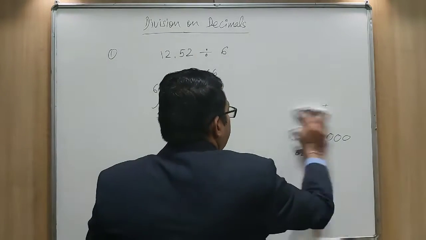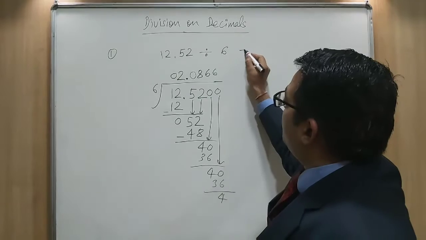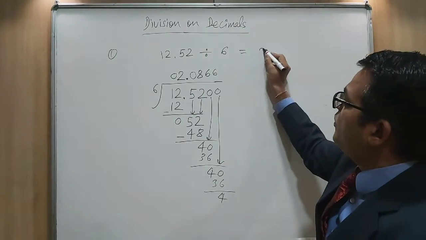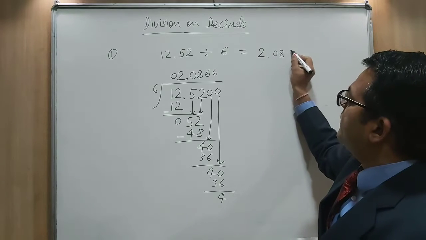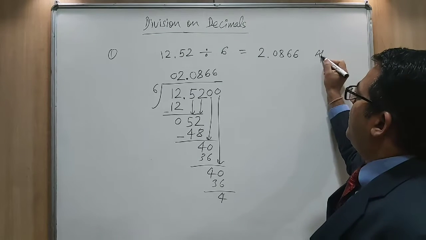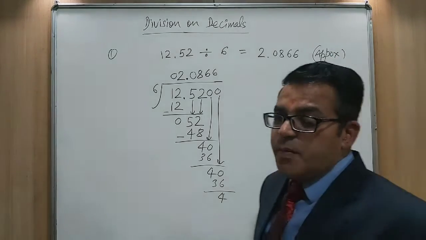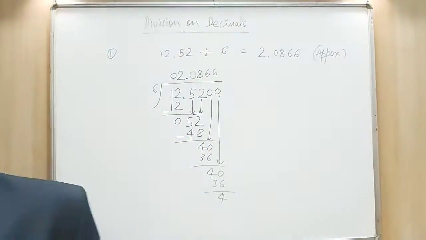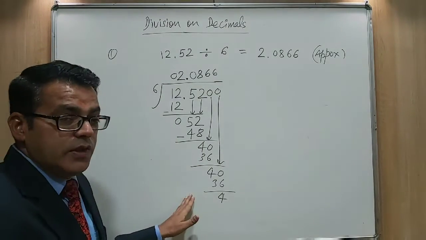And what do we have here? After dividing 12.52 by 6, we have 2.0866 approx. No need to write this 0 here. What does approx mean? This is an approximate value. It means this is not an accurate value. We can't get accurate values here.